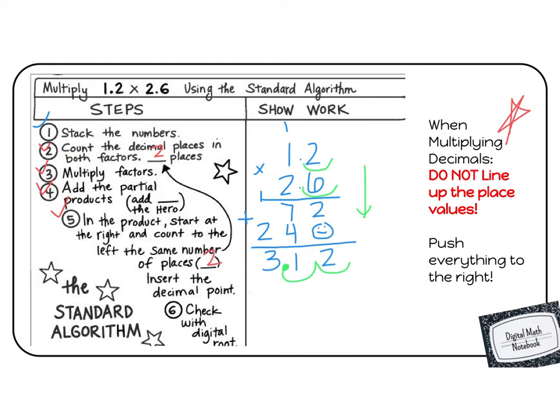So multiplying with a decimal is just like multiplying with a whole number, we just add our decimal places in the end. Please pause to write this down in your digital math notebook.